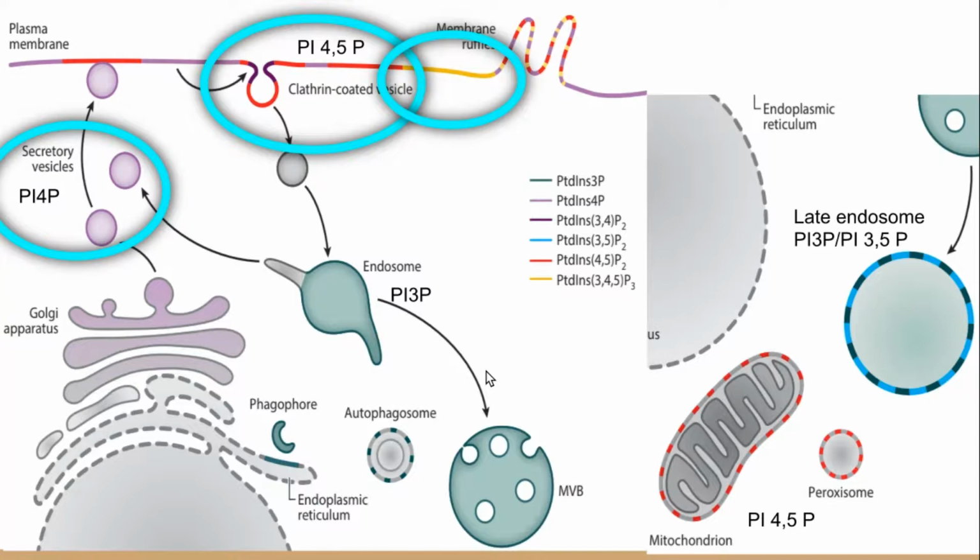Secretory vesicles from the Golgi are enriched in PI4P, and in yeast, it's critical for secretion. In mammals, the importance of PI4P in vesicle secretion has yet to be determined. Once these PI4P vesicles reach the plasma membrane, they are tethered and anchored by the presence of PI45P binding SNARE proteins that are on the vesicles.